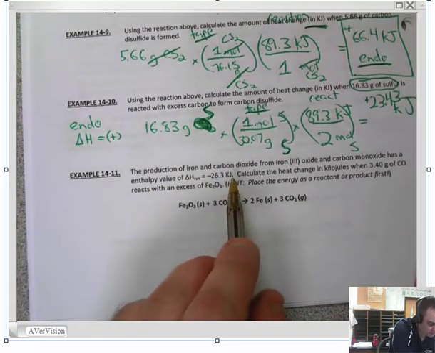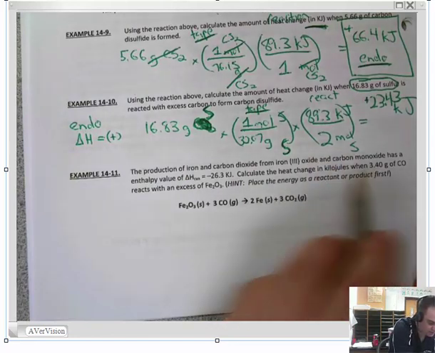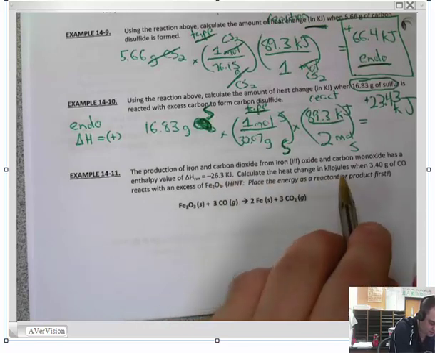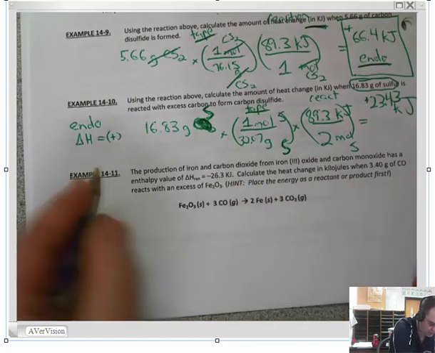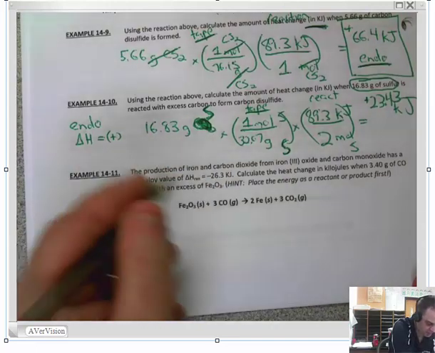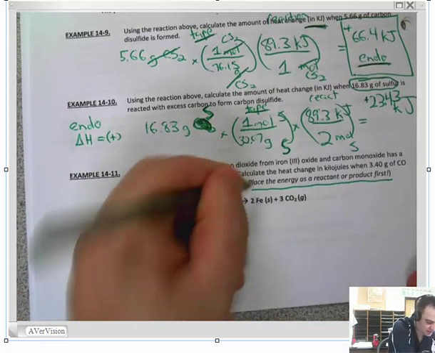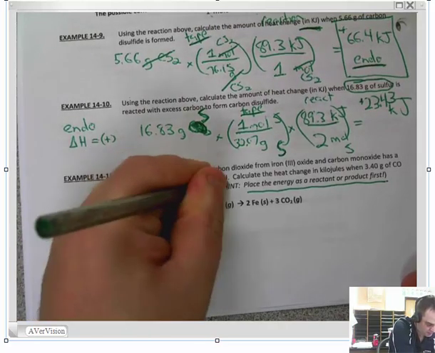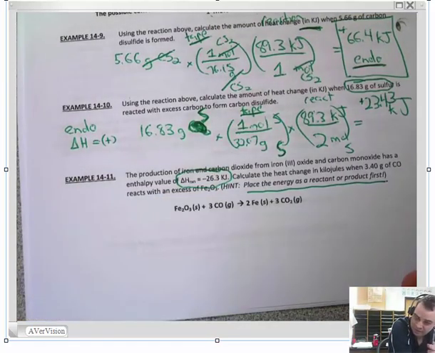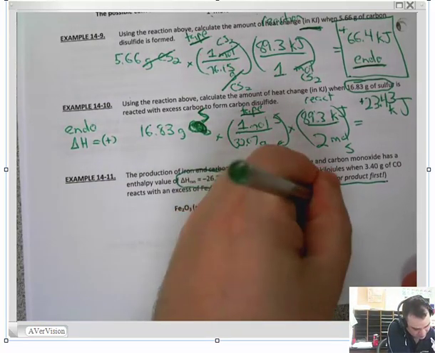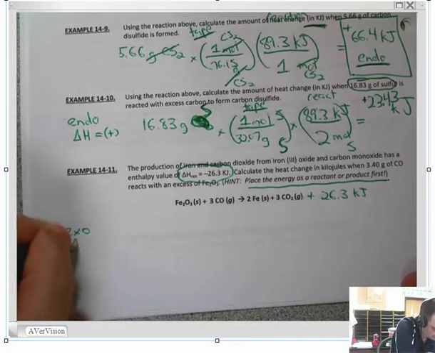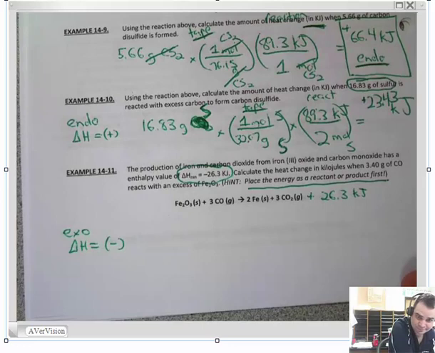The production of iron and carbon dioxide from iron 3 oxide and carbon monoxide has an enthalpy value of heat of reaction, negative 26.3. Calculate the heat change in kilojoules when 3.4 grams of carbon monoxide reacts with excess iron oxide. Okay, so we have to place the energy in the reaction first, because we can't do any wham, wham, wham, whams unless we put the energy in the reaction. Since this is exothermic, we all know it's going on the product side. So we're going to write positive 26.3 kilojoules right here. Remember, this is exothermic and delta H is negative.